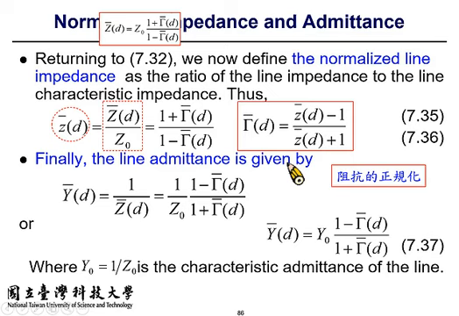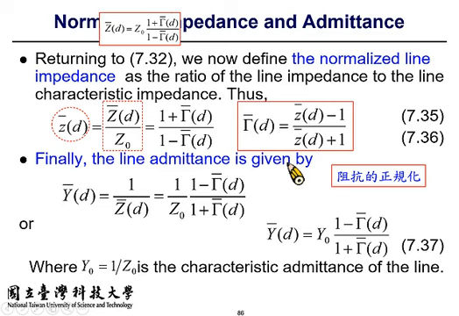impedance and normalized admittance are defined as follows: the normalized impedance is the impedance divided by the characteristic impedance of the transmission line. And similarly, the normalized admittance y can be found by capital Y of d over Y sub 0.